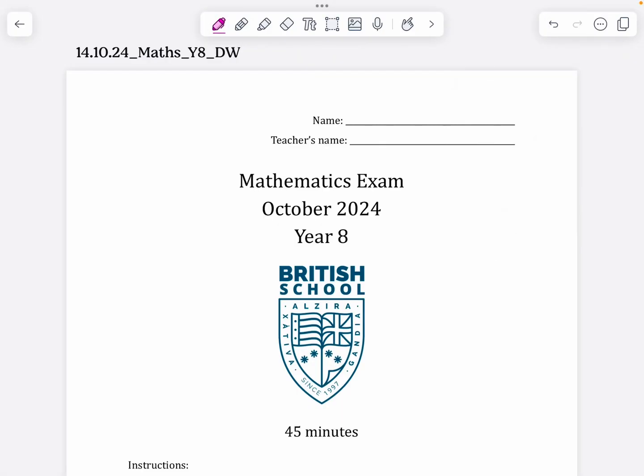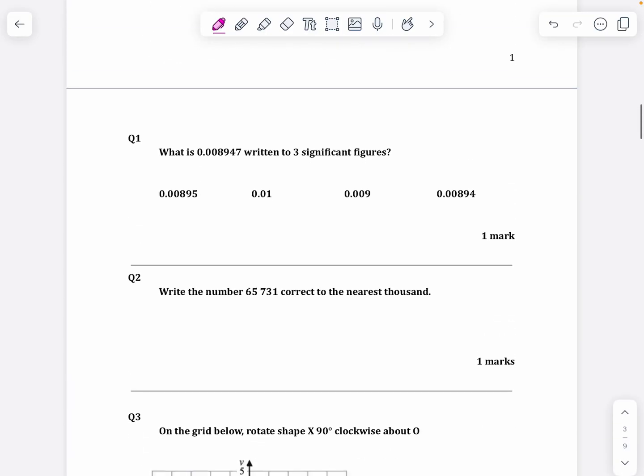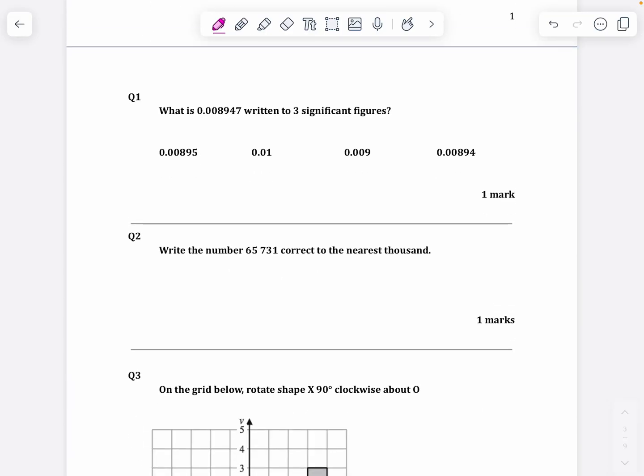Okay, let's go through the paper, year 8. So, starting with question 1. It says, what is this number written to 3 significant figures? Remember, the first significant figure starts from the first non-zero number. So, all of these are zeros. The first one is 8, so that's 1, 2, 3. And it wants you to stop there.